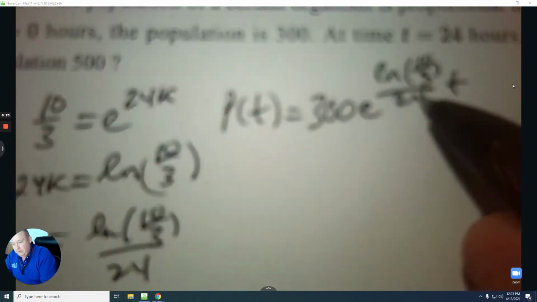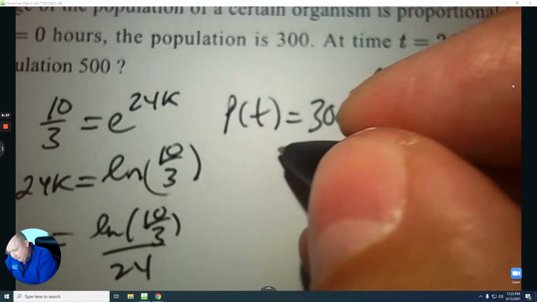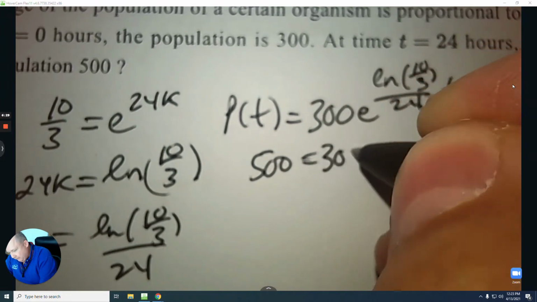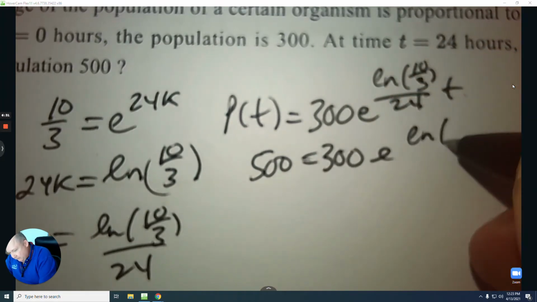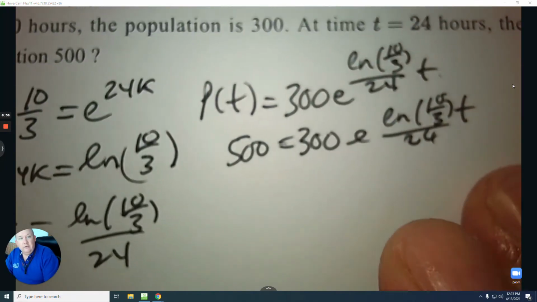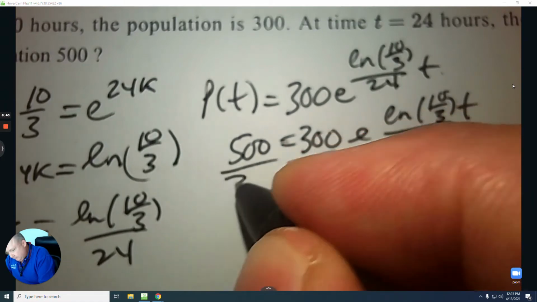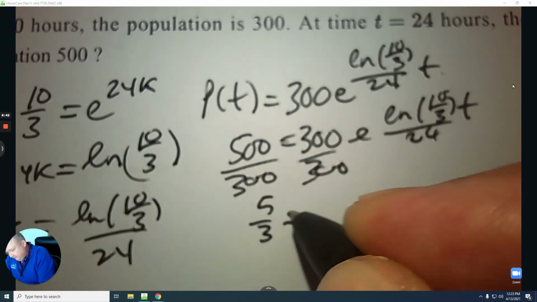So there's our rate with t in the original population. Then it says, what time is the population 500? So you make it equal to 500, solve it, and then look for the answer. To solve this, we're going to divide by 300. Reduce it down.